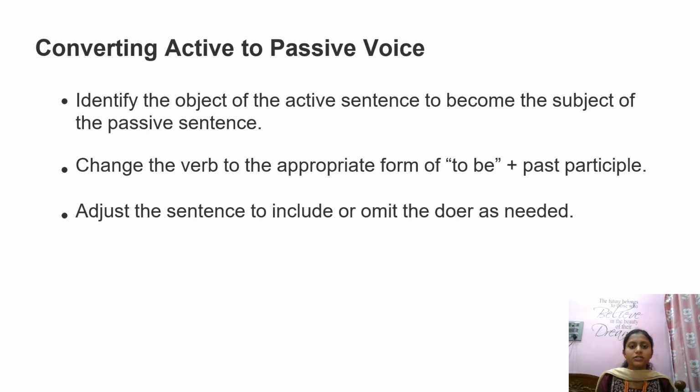Converting active voice to passive voice. Here, identify the object of the active sentence to become the subject of the passive sentence. Change the verb to the appropriate form of to be plus past participle. Adjust the sentence to include or omit the doer as needed.